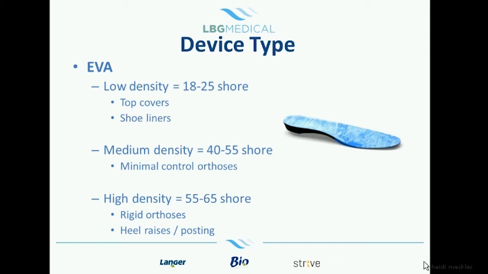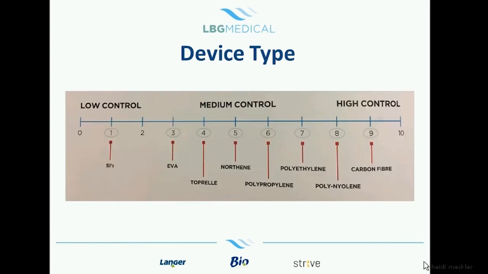Medium density would measure around a 40 to a 55 shore. And you'd use that for all-round control for orthoses or minimum control, but obviously that depends on the patient's weight. And then high density comes in at a 55 to 65 shore, and you'd use that for more rigid orthoses for heavier patients. Always use it for heel raises and posting on the back of our devices.